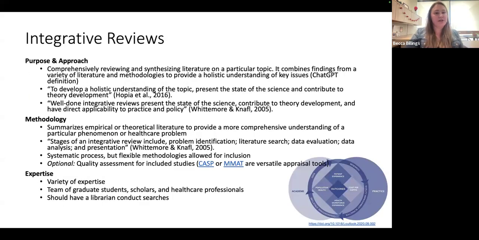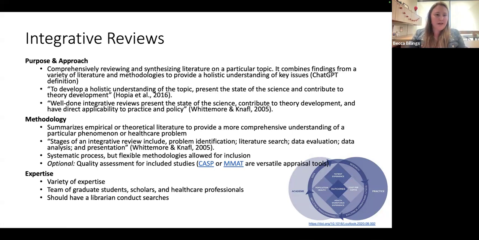Okay, next up are your integrative reviews. So integrative reviews are comprehensively reviewing and synthesizing the literature on a particular topic. They combine findings from a variety of literature and methodologies to provide a holistic understanding of key issues. So this definition was given by ChatGPT, but it was actually really helpful.